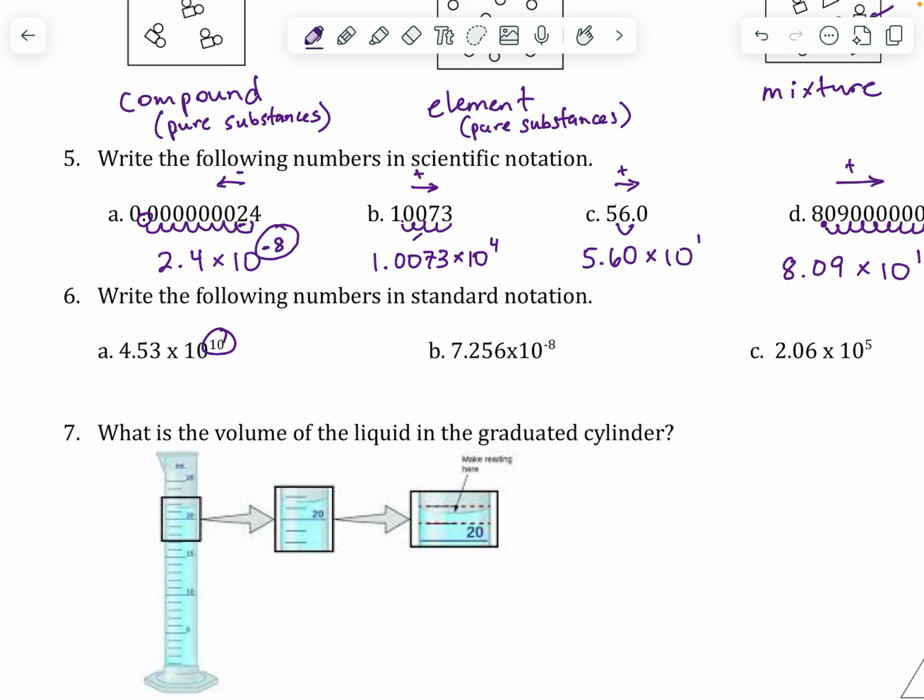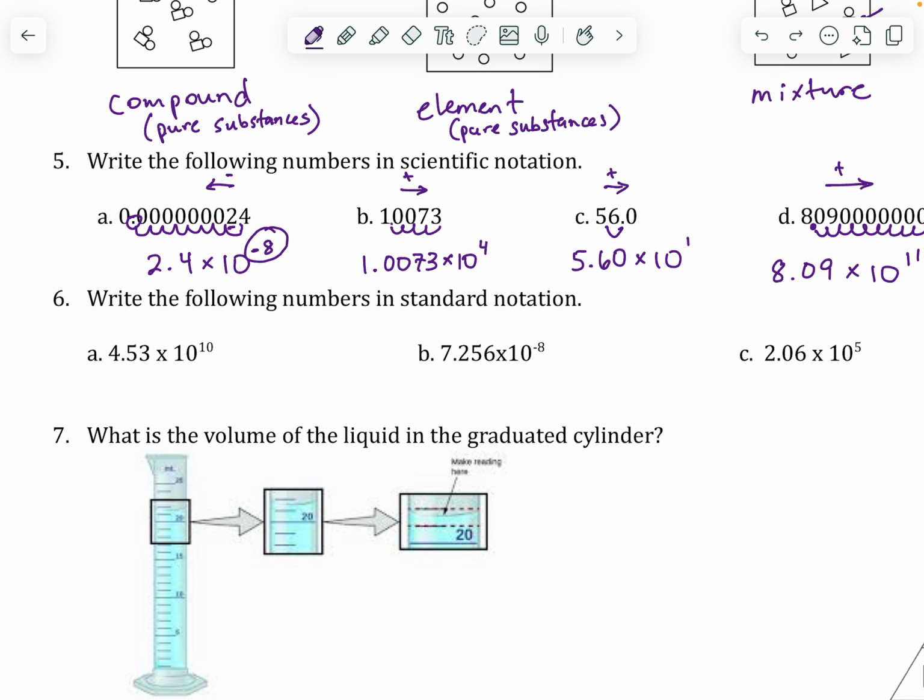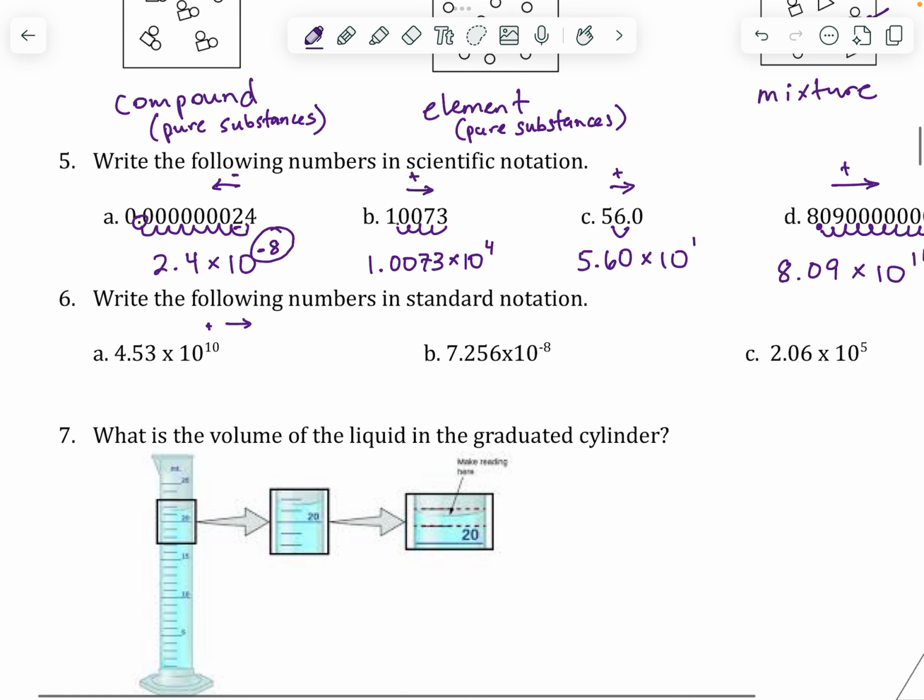So in this case, because we have this positive 10, that means I'm going to move the decimal. Since this is positive, I'm moving my decimal to the right. So I start with my 4.53. We're going to erase that decimal once we get our number. But to start, all you have to do is move this decimal to the right 10 spaces. 1, 2, 3, 4, 5, 6, 7, 8, 9, 10.